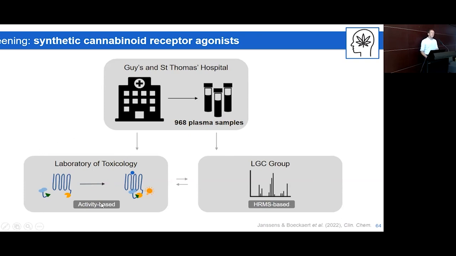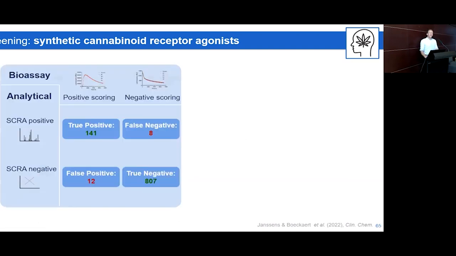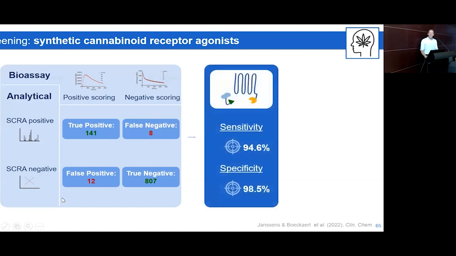We worked blind-coded, just got samples and said, okay, this is a positive, this is a negative. We didn't know the number of positives and so on. This is what we eventually got: true positives, true negatives, and then some false negatives and false positives, which came down to a sensitivity of 94.6% and a specificity of 98.5%. This is actually pretty good for a screening test.